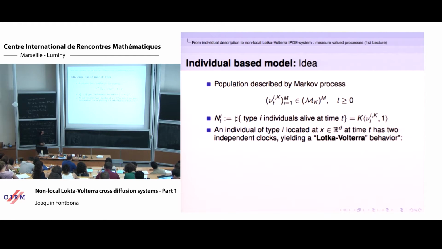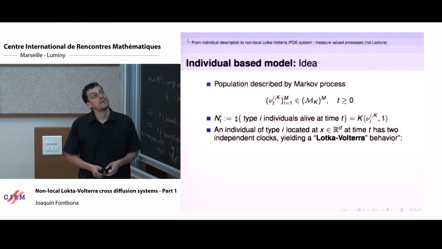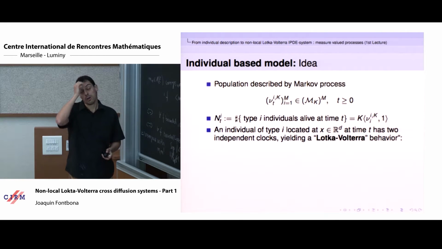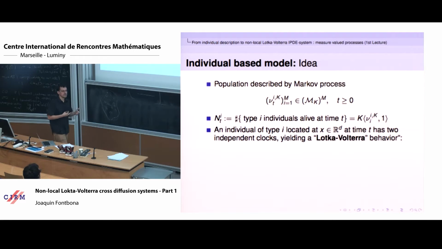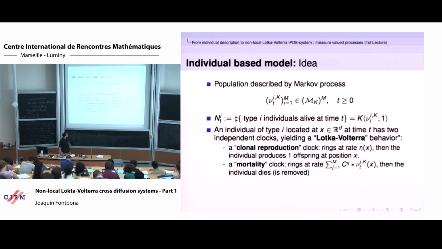Okay, so each individual of type I located at some point x at a given time t will have 2 independent clocks, let's say. These clocks will control the demographic dynamics of this individual or of the population. The idea is to be able to describe some Lotka-Volterra behavior, in the sense that I will have a competition for resources with individuals of the same population, of the same type as my individual, or with individuals from the other population. Okay, so this will be done.